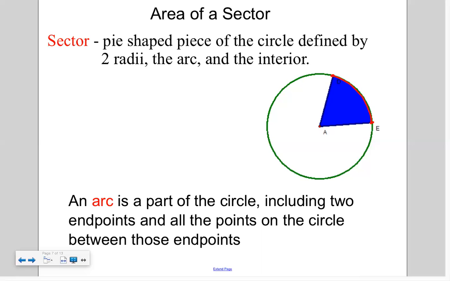Now there's a relationship between the sector and the circle as a whole. You guys okay if I move on? I see some people writing. Oh, wait a second.